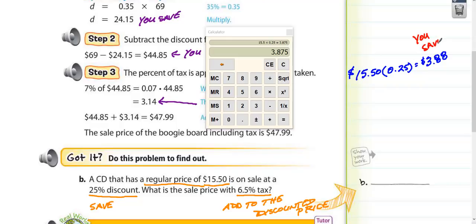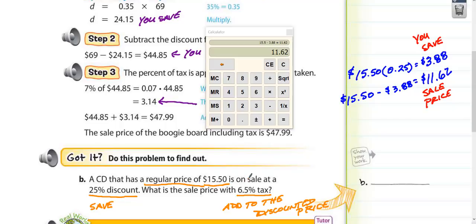You're going to save $3.88. So if you save $3.88, if it was regularly $15.50, you're going to take that $15.50, take away the $3.88, and you're going to get $11.62. That's the sale price right here. This is the sale price.